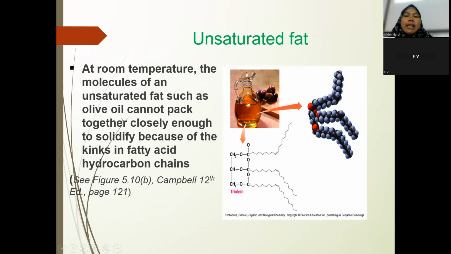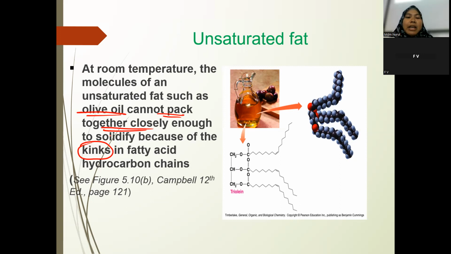Right. You can see here, this is an example of olive oil. Right. Tengok gambar betul-betul. Gambar you all pun ada kan? Olive oil. At room temperature, the molecule of unsaturated fat, such as olive oil, cannot pack together closely. Itu maksud dia cannot pack tightly lah. Sama maksud cannot pack tightly. Maksudnya dia molekul dia tak akan jadi padat, right? Because of the kink. Due to the presence of kink. Okay.